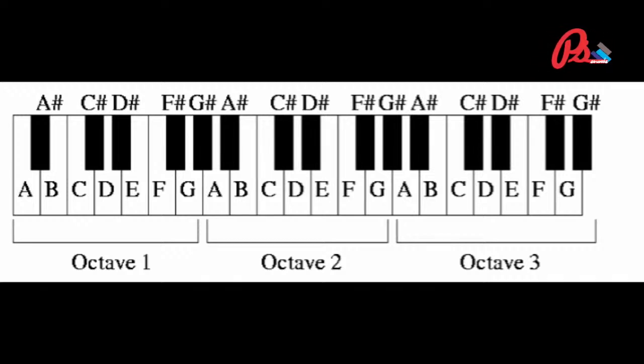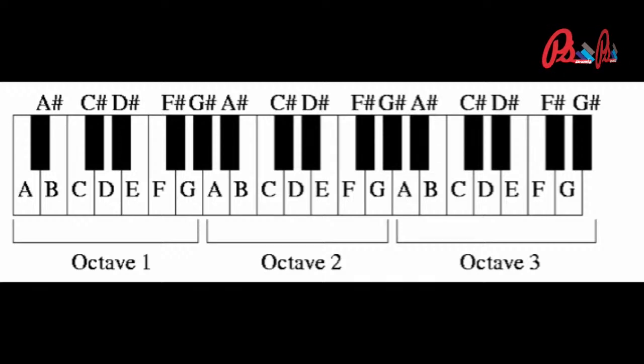And you have the keys C, D, E, F, G, A, B. In music, we have 12 keys, at least for now. And you can see the keys listed there. These keys are divided into two.